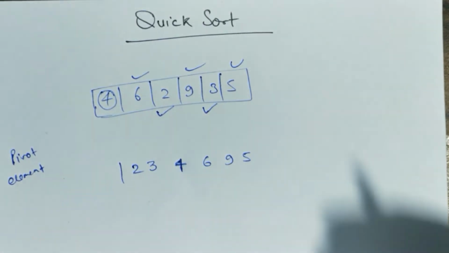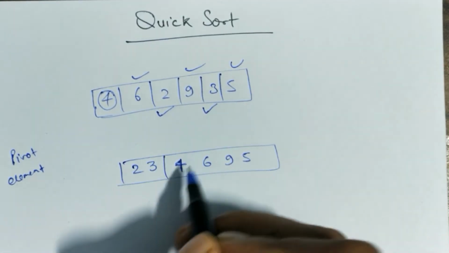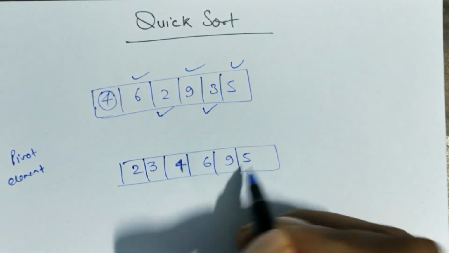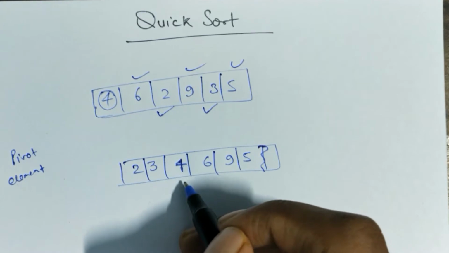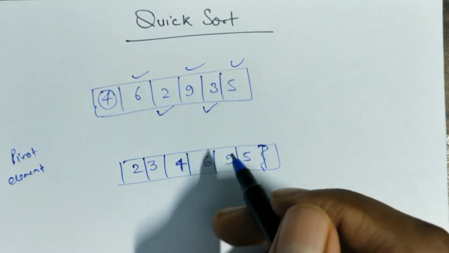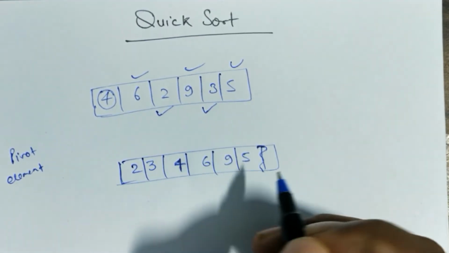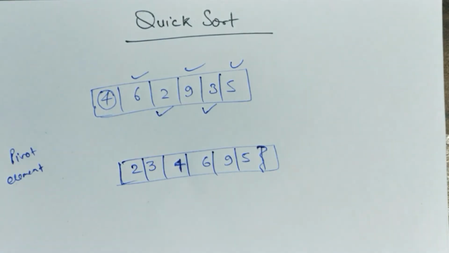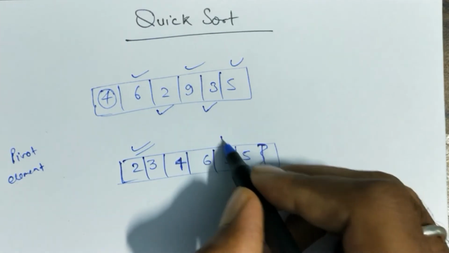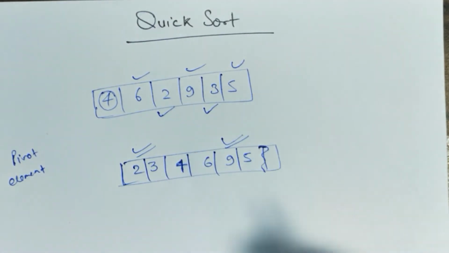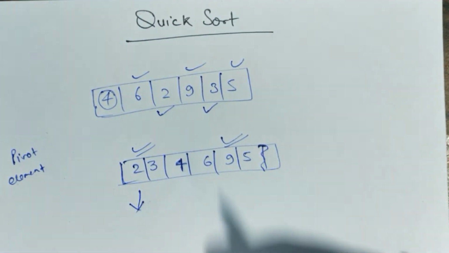Now we have this array. So this is called partitioning. 4 has already come to its correct position, and we have two arrays, that is the left array and the right array. So we will make a recursive quicksort call on this left part and this right part. So again it will be partitioned.